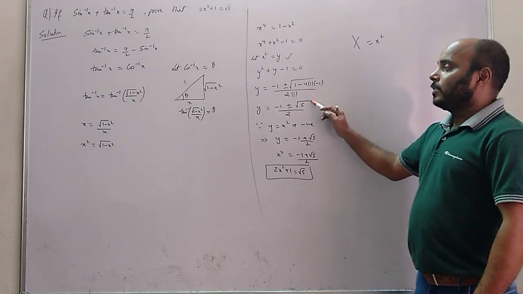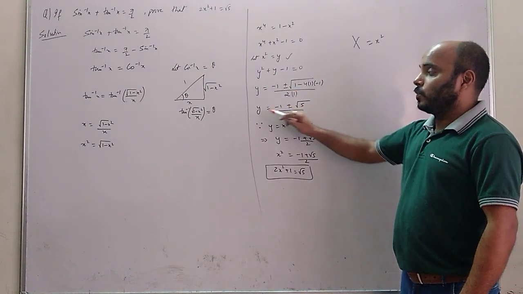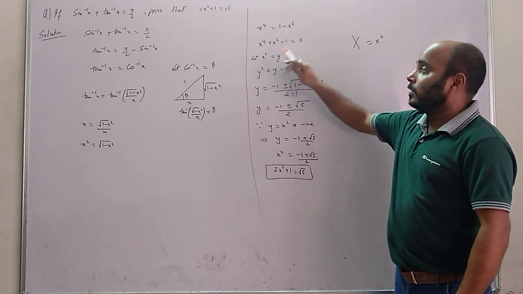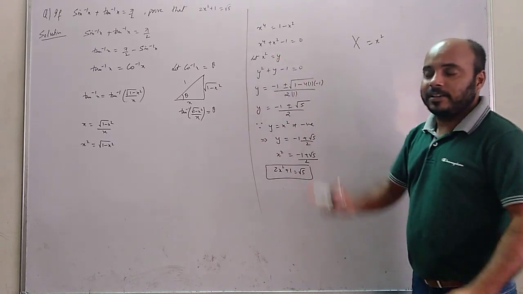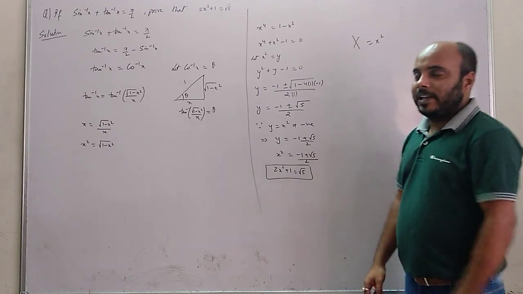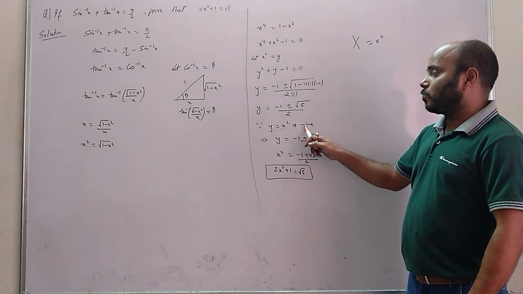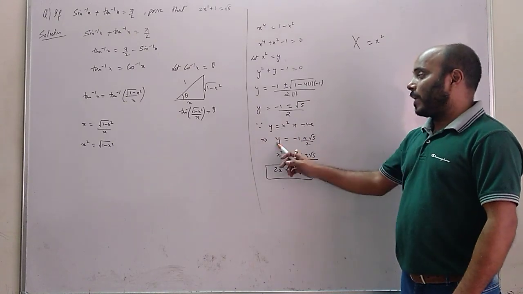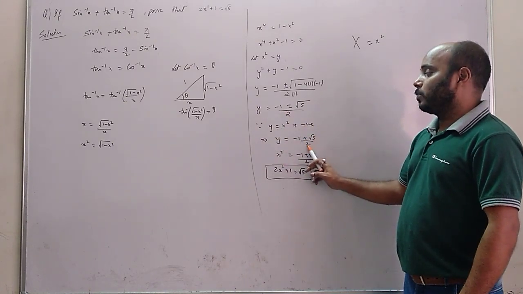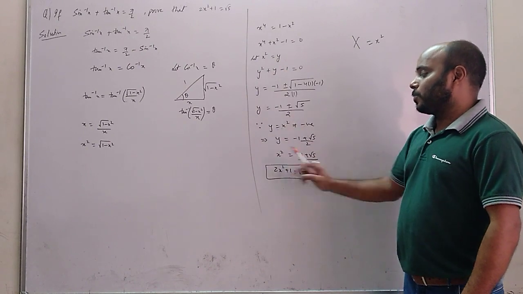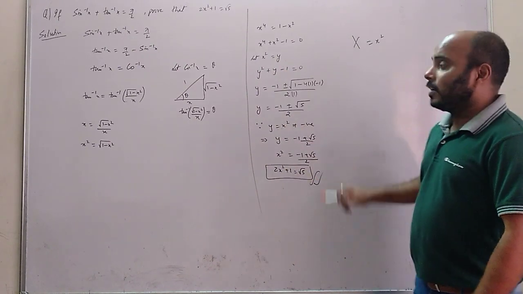Okay, solve it. Now you will get minus and plus both. Now see, what is y? y is x square. It can never be negative. The square of something cannot be negative. So that y value cannot work, since y equals x square, not negative. Okay, therefore y will be minus 1 plus root 5 by 2. So what is y? x square. Substituting x square, you got the solution.